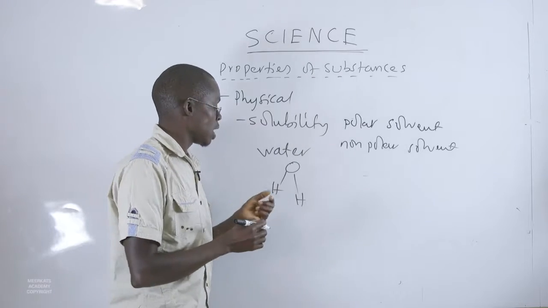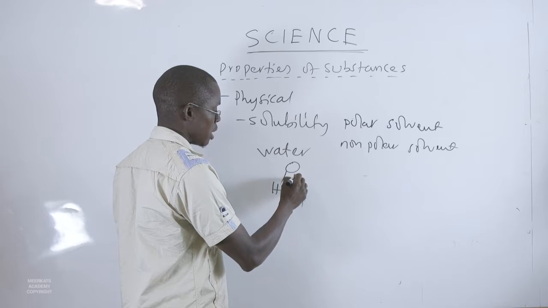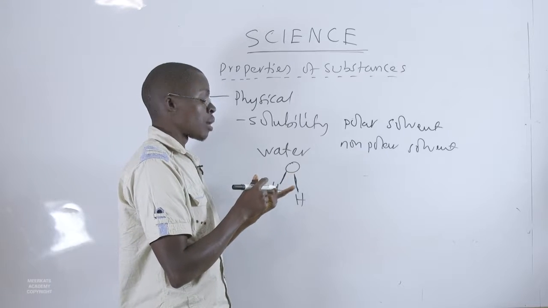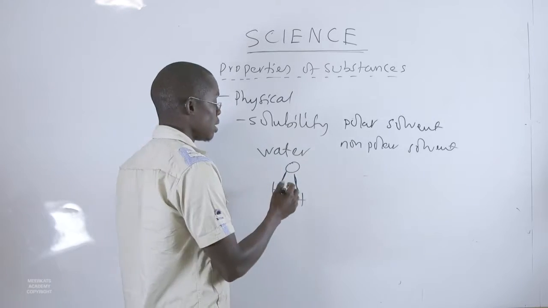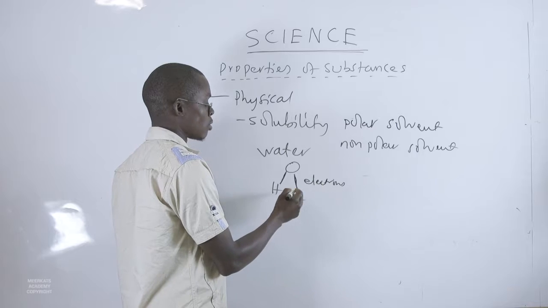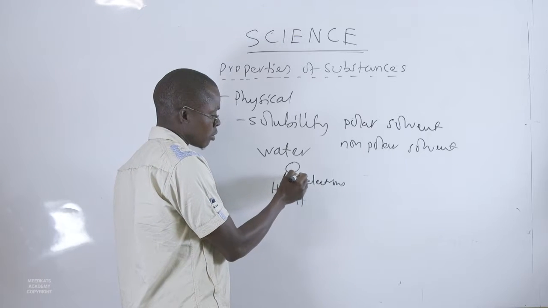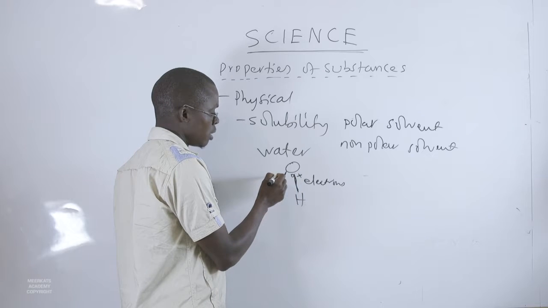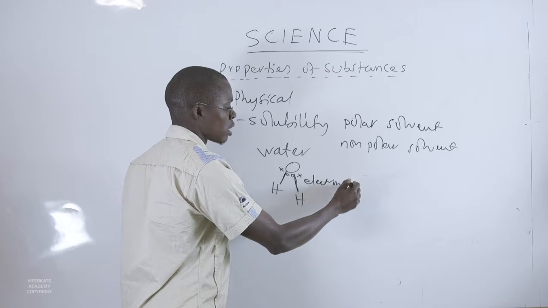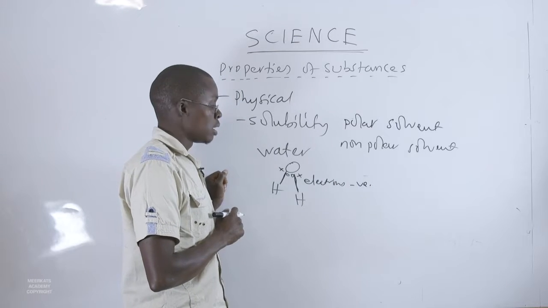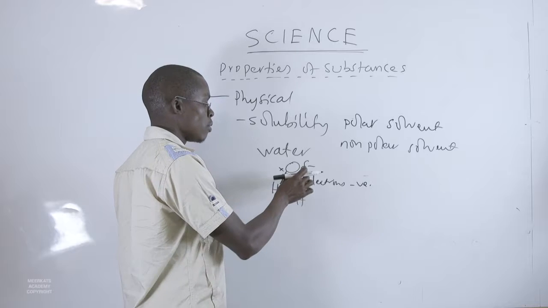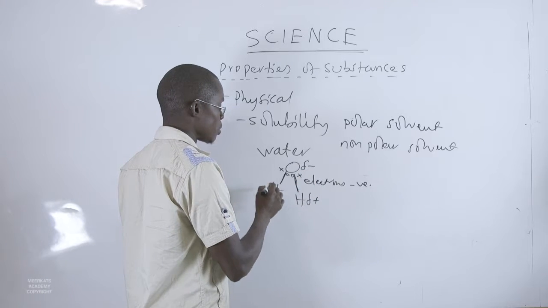So let's assume the sharing of this bond, and this bond is made of two subatomic particles, which we will learn later, what we call electrons. These two electrons are moved much closer to oxygen than to hydrogen. Since these electrons are negative in charge, they make oxygen partially negative, and if oxygen is partially negative, hydrogen is partially positive.